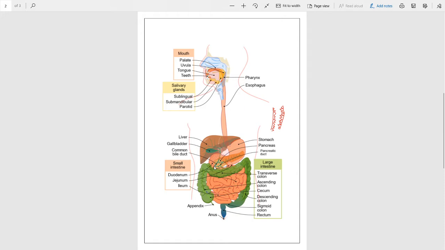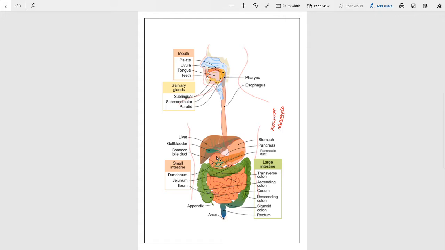These are the glands, the gallbladder and liver, which are connected together, and they secrete their secretion into the duodenum. And behind this stomach, you can see a leaf-like structure, which is called the pancreas. This is again a gland, which leads its secretion into the duodenum. The duodenum is the initial part of the small intestine and is the connecting link between the stomach and small intestine.